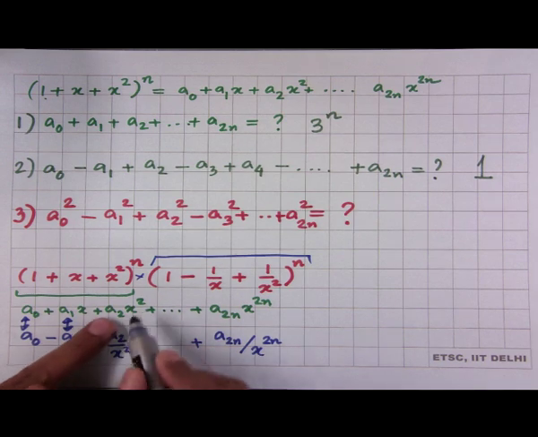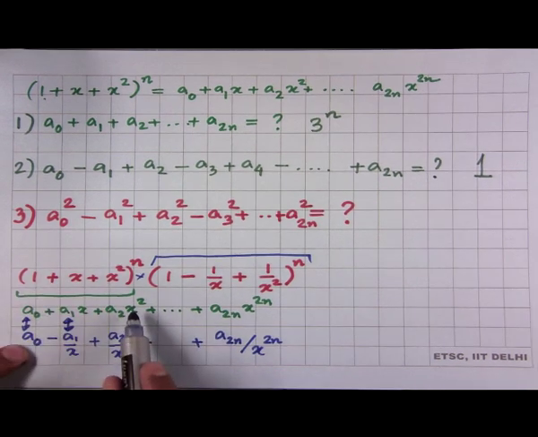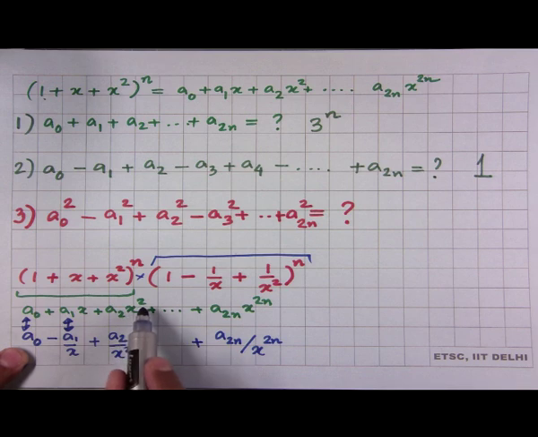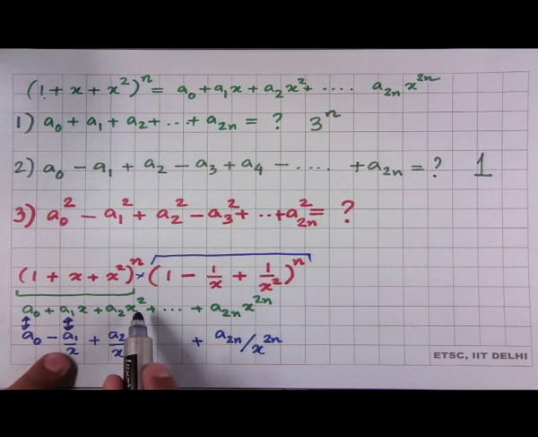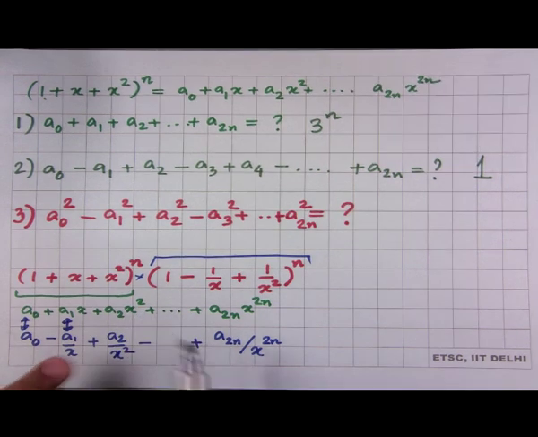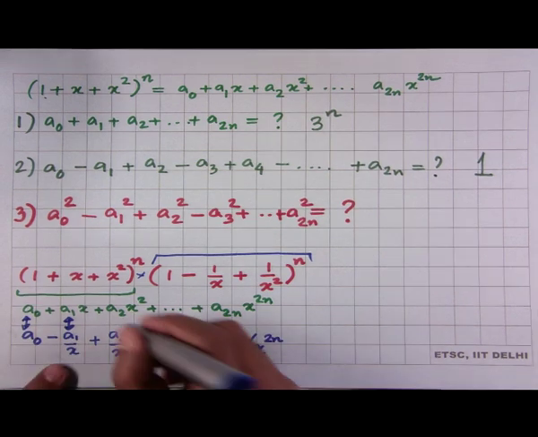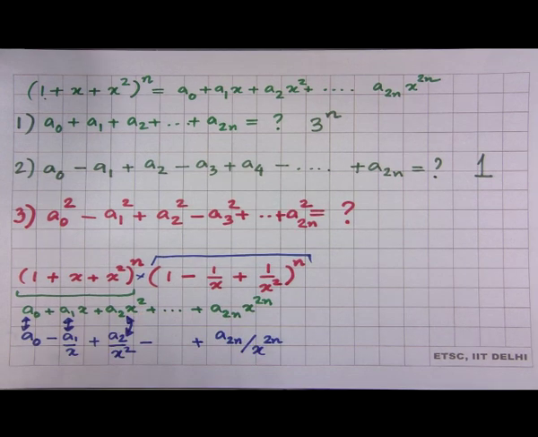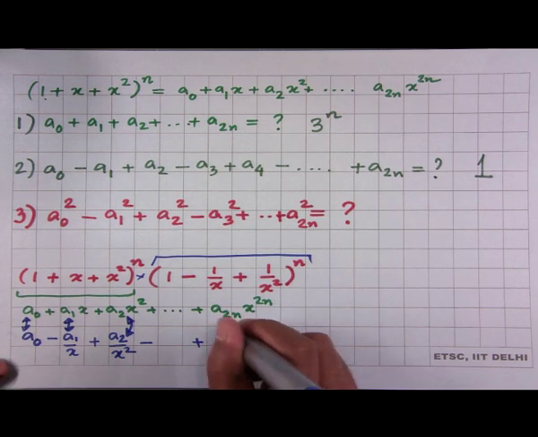How about A2 x squared? If you multiply it with A naught, x squared remains. Multiply with A1 by x, x remains. Anything else, there is some x component in it, except if you multiply with A2 by x squared, okay, and so on and so forth.